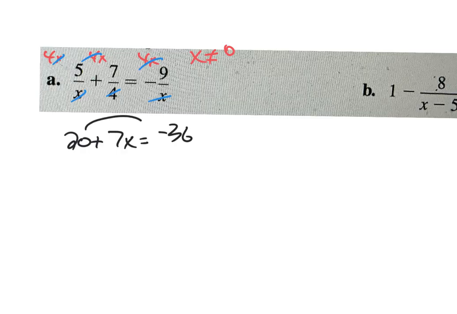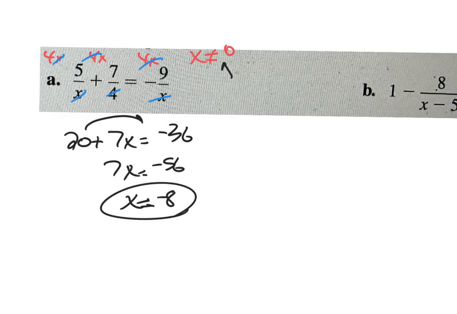So all I've got to do is move the 20 over, which gives me negative 56, divide by 7, which is negative 8. I like the answer. Check back up here. The answer is okay. Circle it. That's all there is to it. Like I said, once you get to the second line, fractions are gone. So I'm just trying to get you to that second line.